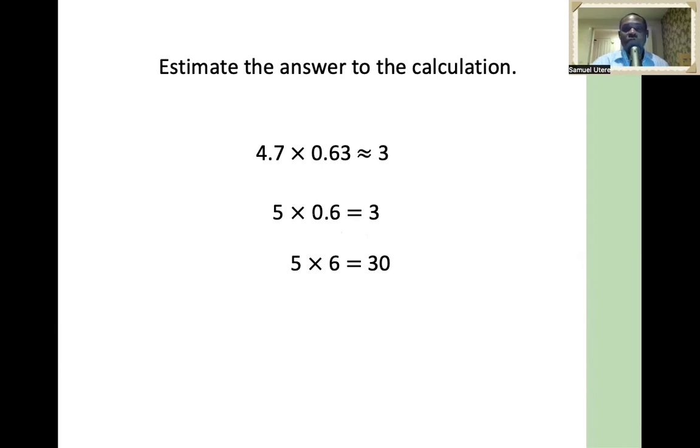But if we do the actual calculation using a calculator, we'll see that it is 2.961. So our answer is pretty good. So our estimate is pretty good because if you round 2.9, you'll get 3.